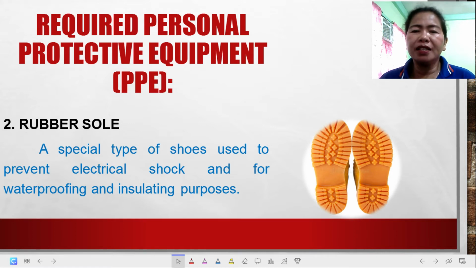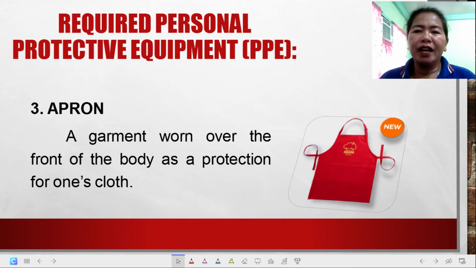Number 3 is apron. An apron is a garment worn over the front of the body as a protection for one's clothes. So for protection from dirt that may come in contact with your skin, with your clothes. So that's the role of the apron.